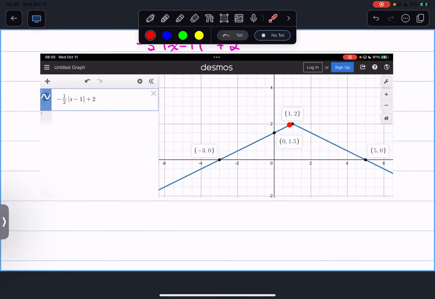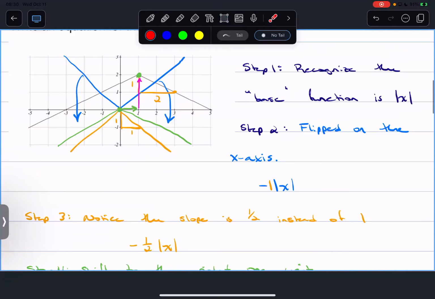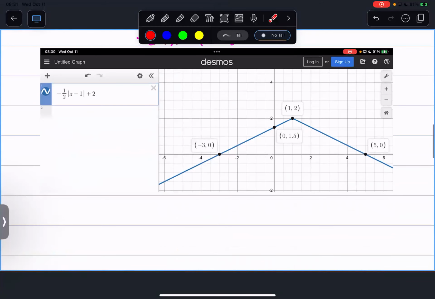You can use these points to just confirm that that is the same as the graph. This one's going to be hard to confirm. You can kind of convince yourself, right, that it crosses at 1.5. It looks like it does, right? But you can definitely see that it crosses the x-axis at -3 and +5, and the peak is at 1, 2, which all of these are doing.